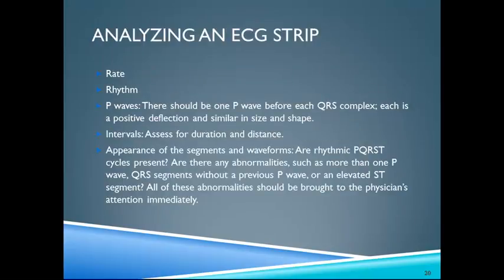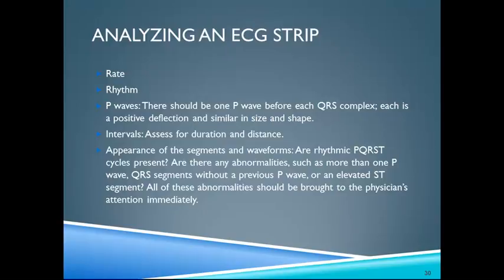Analyzing the EKG strip. The rate and rhythm strip is lead 2, which is the whole bottom part of the EKG. P waves: there should be 1 P wave before each QRS complex. Each is a positive deflection and similar in size and shape.